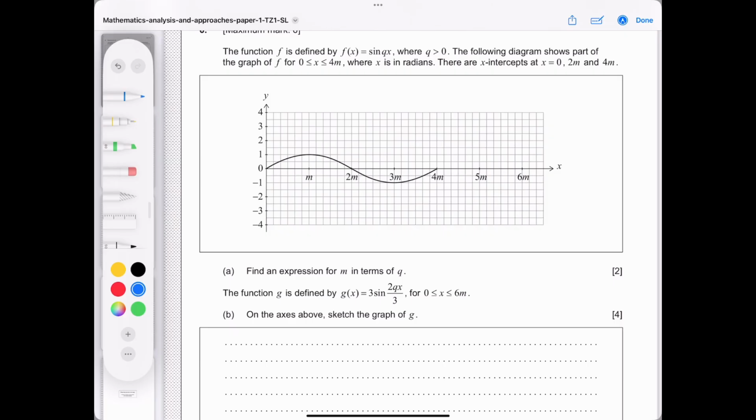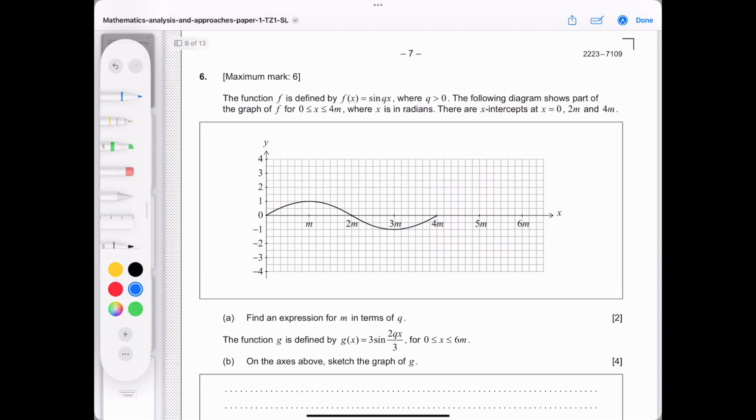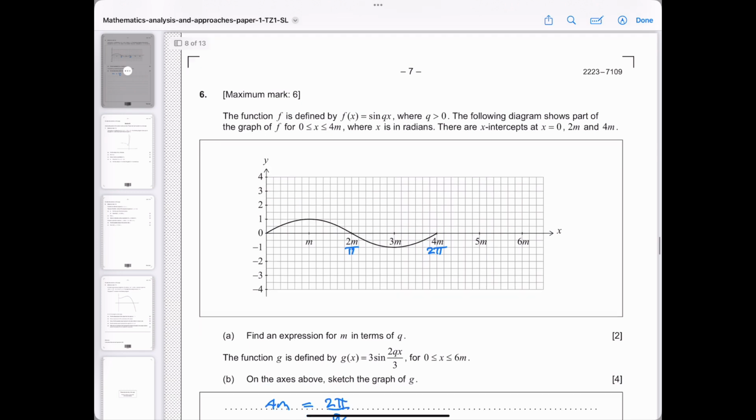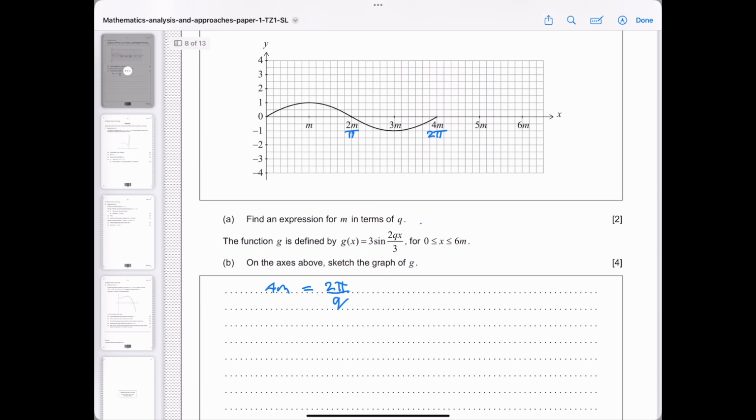At question 6 on the same paper from 2023, sine qx is f of x. If we look at this graph, it's a classic sine graph. This is pi, or 180 if we weren't doing radians, and this is 2 pi. So if we needed to get this in terms of m and q, we would say that 4m equals 2 pi over q. That gives us a kind of overview of where that's happening. So that makes perfect sense. So find an expression of m in terms of q.